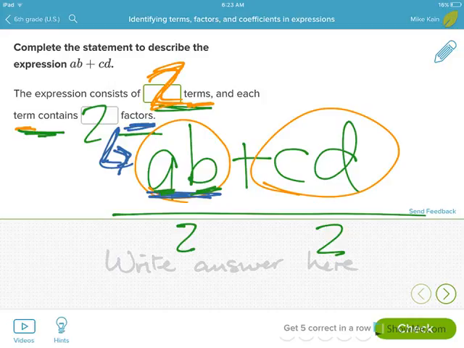I know, but anyway, I hope this is helpful for everybody else in class. And remember those three key words, right? We have factor, term, and coefficient.